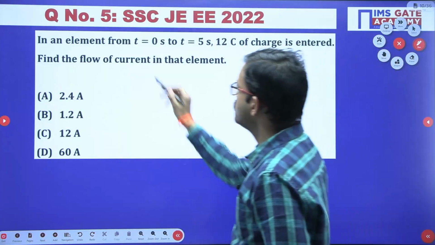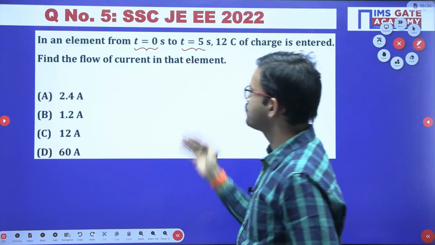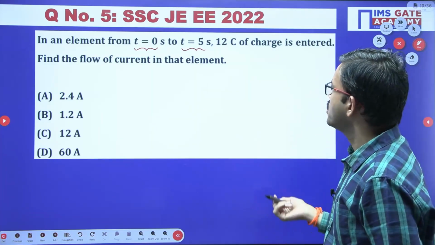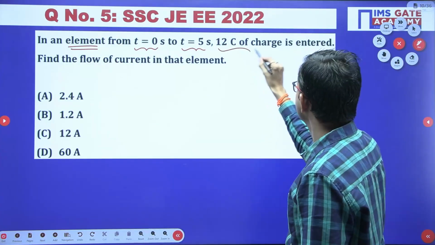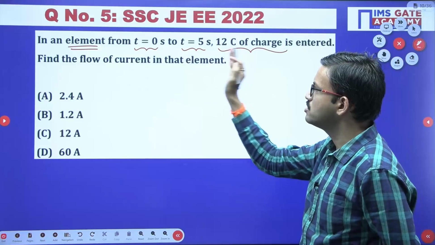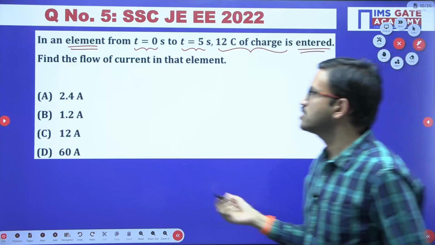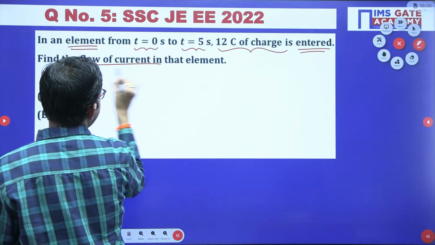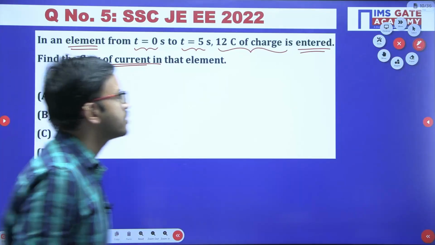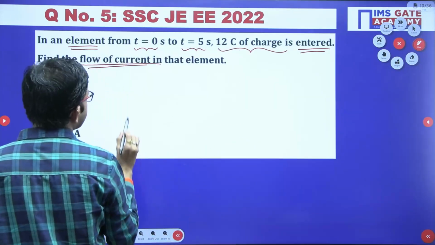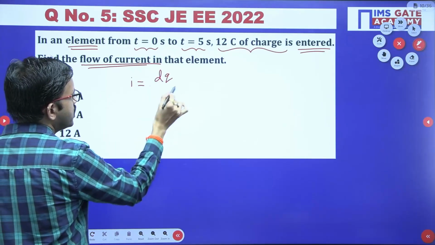So in this question, you have time instants 0 second to 5 seconds. From 0 second to 5 seconds, you have one particular element. In that element, this much charge entered. In that duration, 0 to 5 seconds, 12 coulomb of charge entered. Now the question is, because of that charge, how much current is flowing in that particular element? So here, see, the basic formula regarding current is I equal to dq by dt.